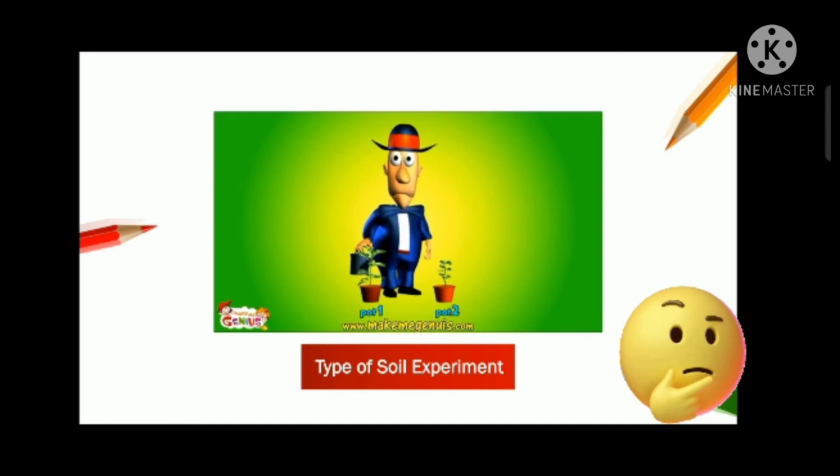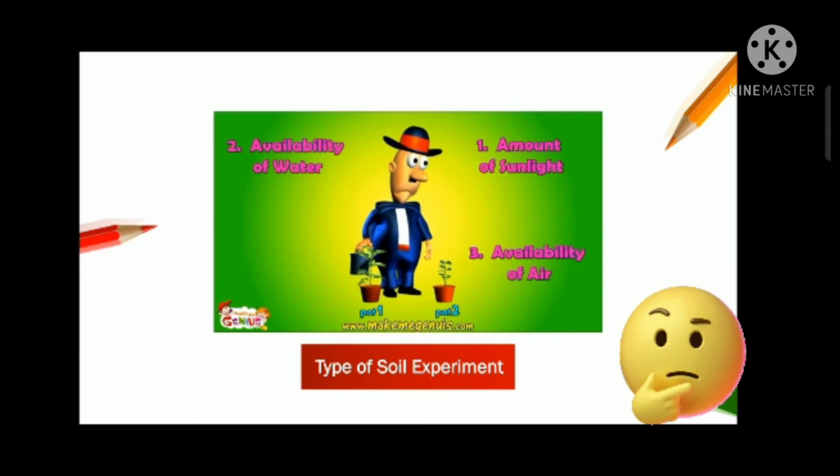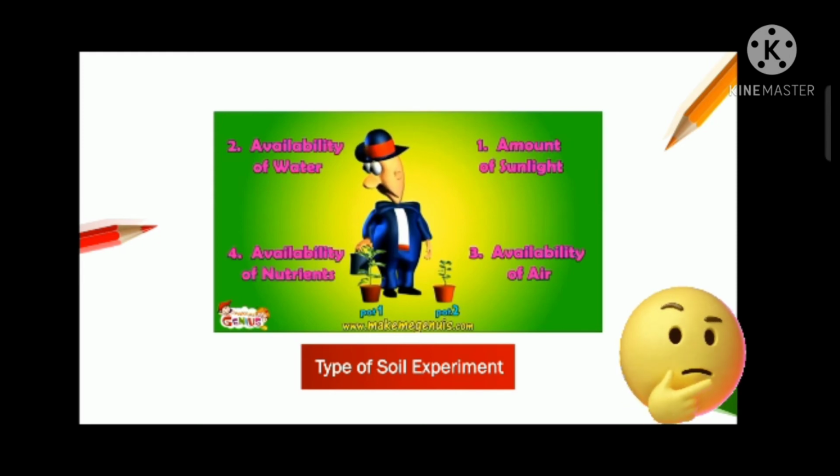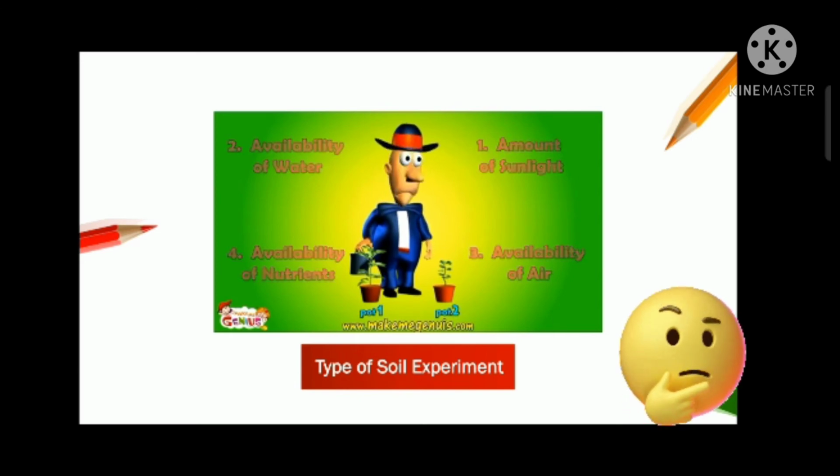Okay, don't worry. Let me tell you. They are the amount of sunlight, availability of water, availability of air, and the amount of nutrients. So now you know 4 important requirements for plants to grow. But do you know soil is also responsible for points 2, 3, and 4?